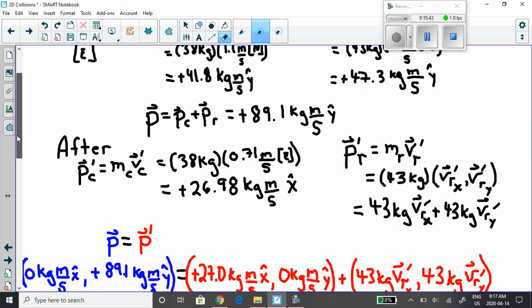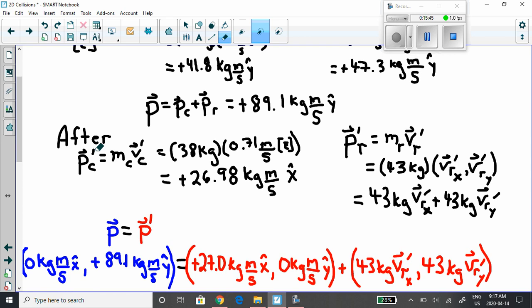Afterwards, the child is now walking. So PC prime is equal to the mass of the child times the velocity of the child as the child is walking. And luckily, we're told what that is, the velocity of the child as the child is walking, 0.71 meters per second east. So I'm going to multiply these together, realize that east is positive x hat, and this product represents the momentum of the child as the child is walking. There you have it, 26.98 kilogram meters per second x hat.